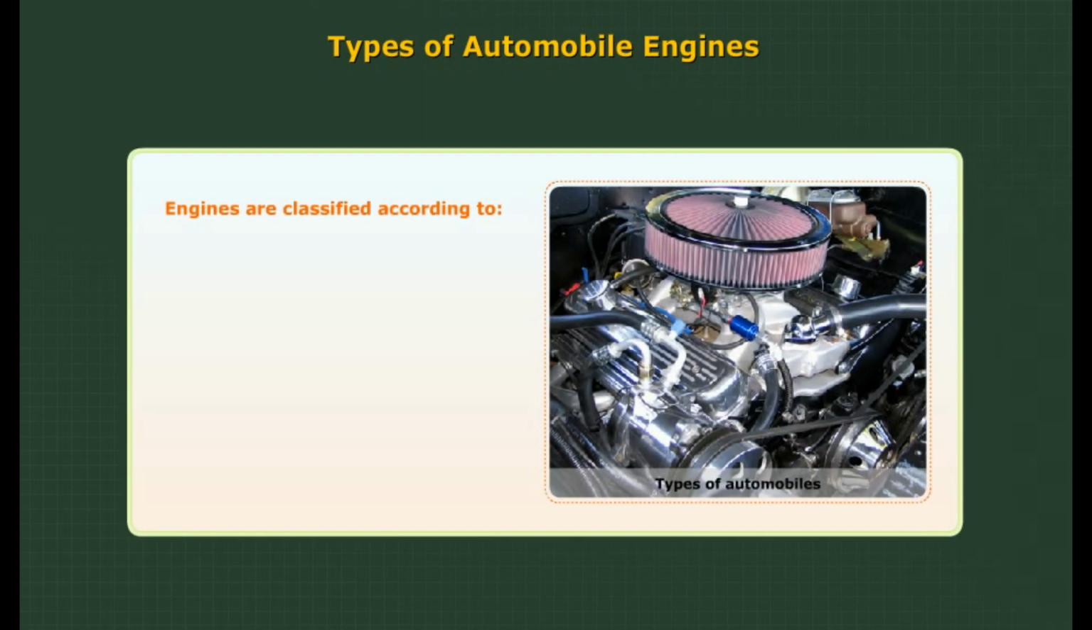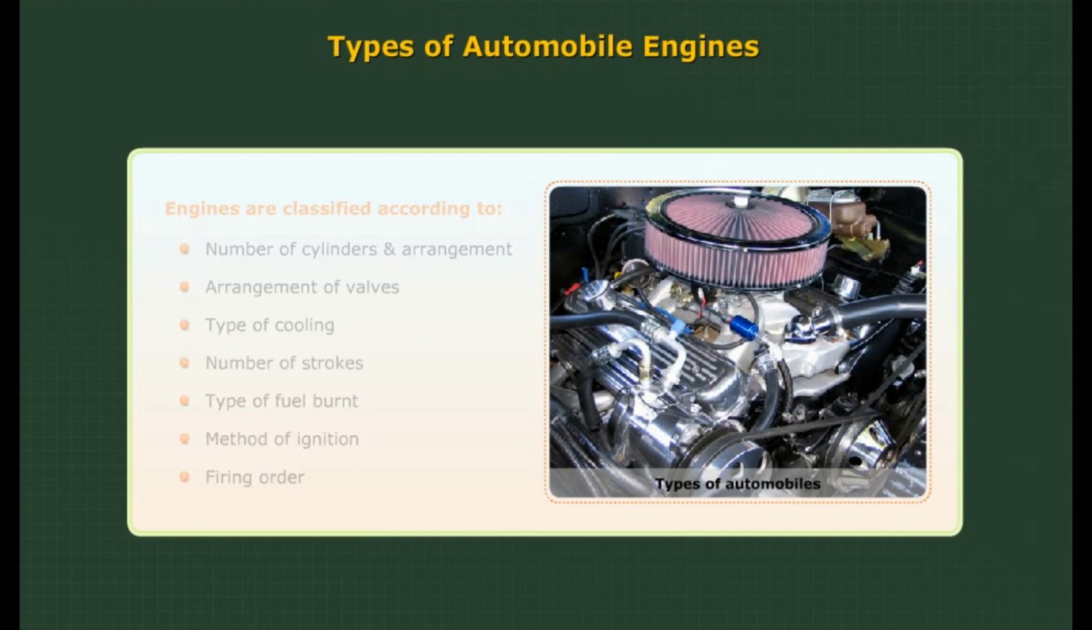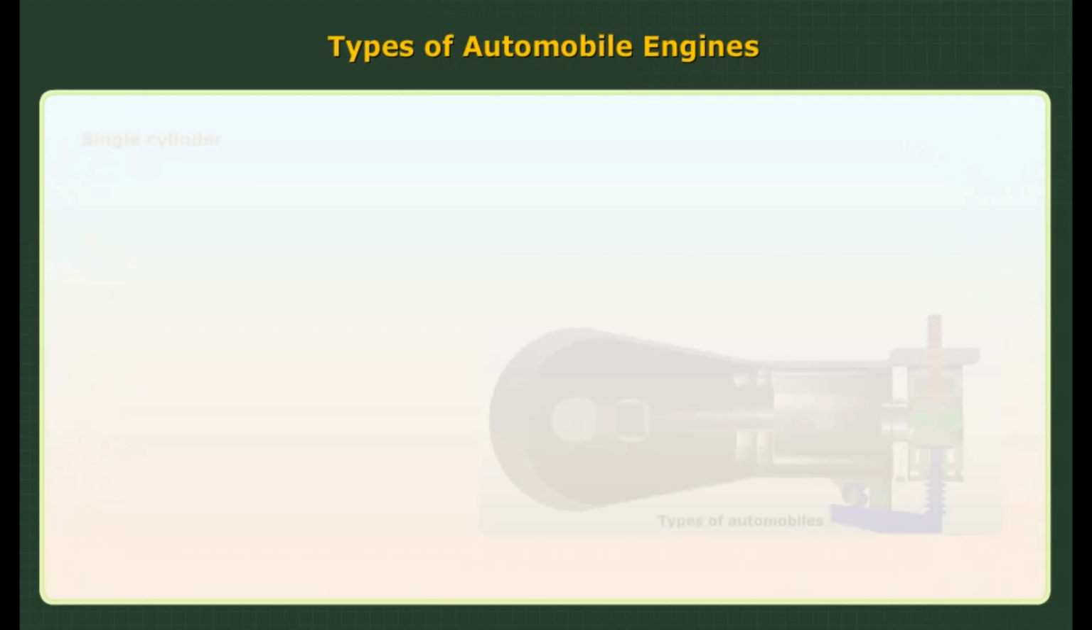Types of automobile engines. Engines are classified according to number of cylinders and arrangement of valves, types of cooling, number of strokes, types of fuel burnt, method of ignition, firing order. Number of cylinders. Single cylinder, multi-cylinder.